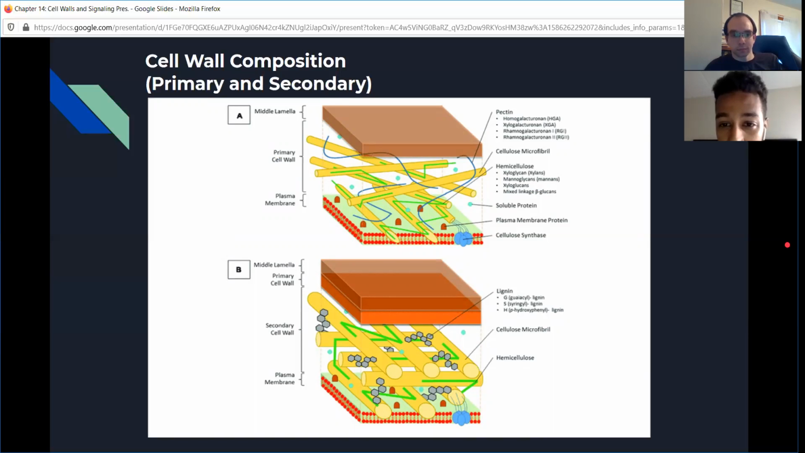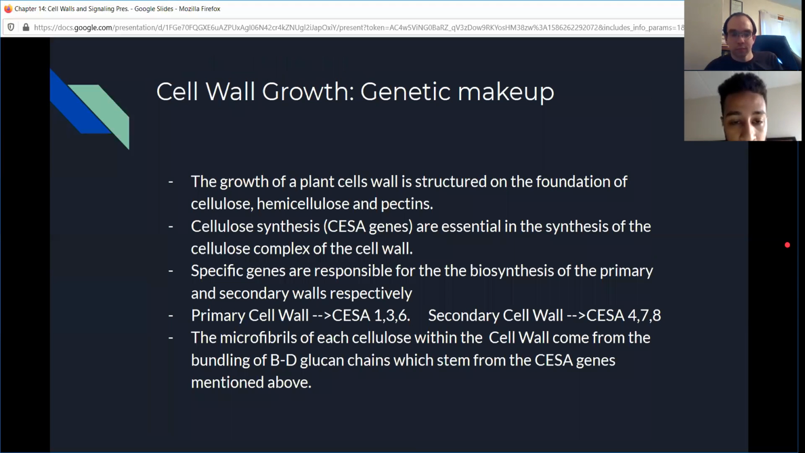And you can see the pectins are formed through the homogalacturonans, the RG1 and RG2, while hemicellulose is through xyloglucans mixed with beta-glucans. And you kind of see how each of these come together to make up the composition of the cell wall. So next we have the growth of the cell wall.